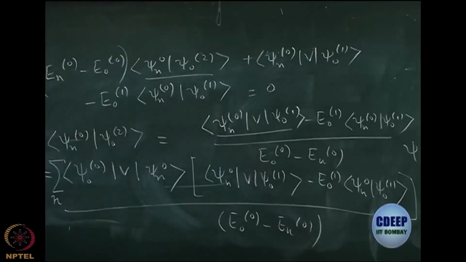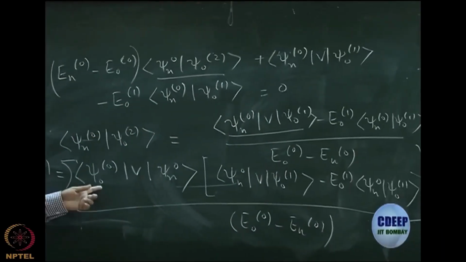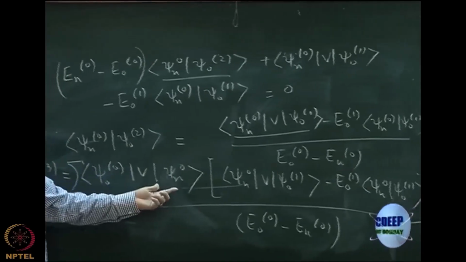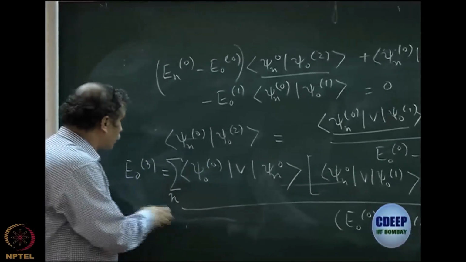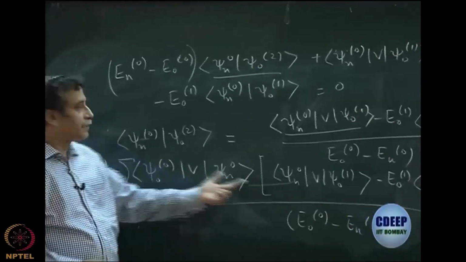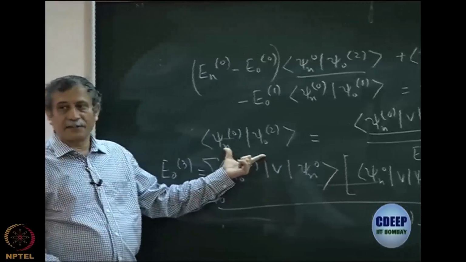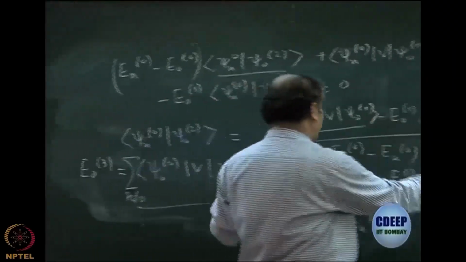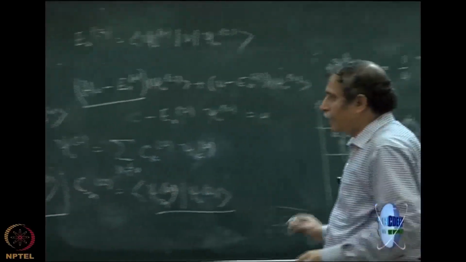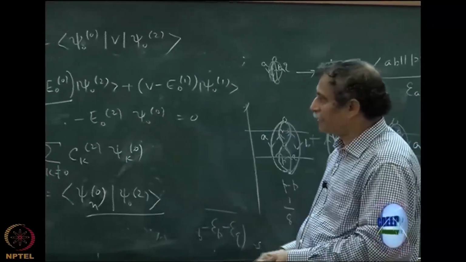Okay, it looks big, but it's actually not big. What I have done here, only because I have to write ψ02, I have written ψ02 as sum over n not equal to 0, ψn0 and this coefficient. This coefficient is just here. So I have just put this whole thing here, including the denominator. So it's really not big. Just the denominator I have written here.